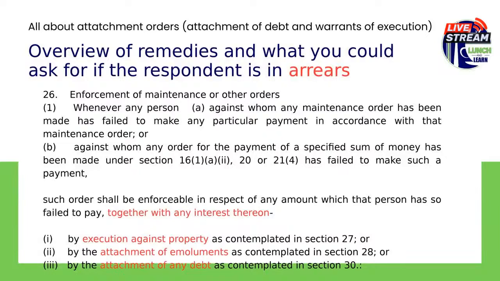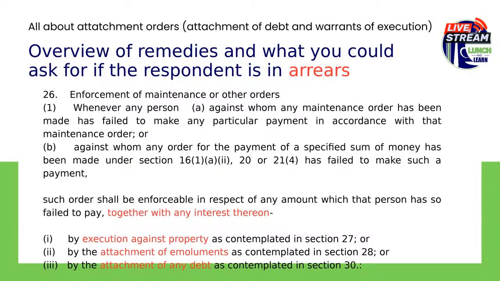So without further ado, let's have an overview of what types of remedies you could ask for if the respondent is in arrears. We're talking about arrear maintenance, which is governed by Section 26 of the Maintenance Act, on the enforcement of maintenance orders. Whenever a person against whom an order was made fails to make such a payment, you can approach the court to give you an order together with interest thereon, asking for either a warrant of execution against property, or the attachment of an emolument, like we discussed previously, as well as an attachment of debt order in terms of Section 30.